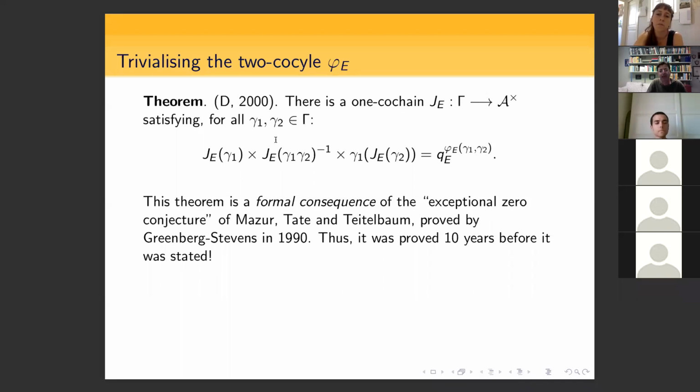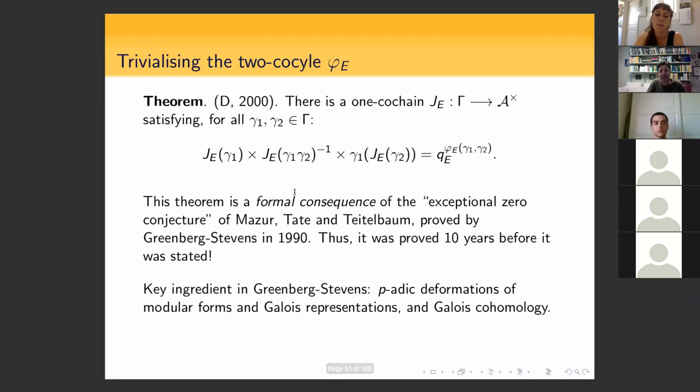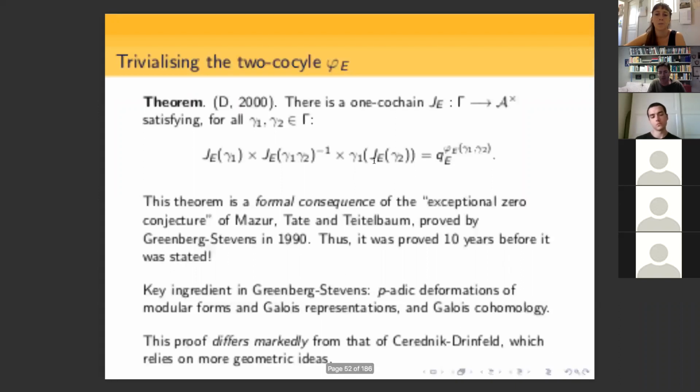Okay, and thanks to this theorem, we get a 1-cocycle with values in A star mod q to the Z, which I'll talk about on the next slide. And I want to emphasize that the non-formal aspects of the proof arise in the work of Greenberg-Stevens, and they're strongly based on the notion of p-adic deformations of modular forms and their associated Galois representations. That's a crucial ingredient.